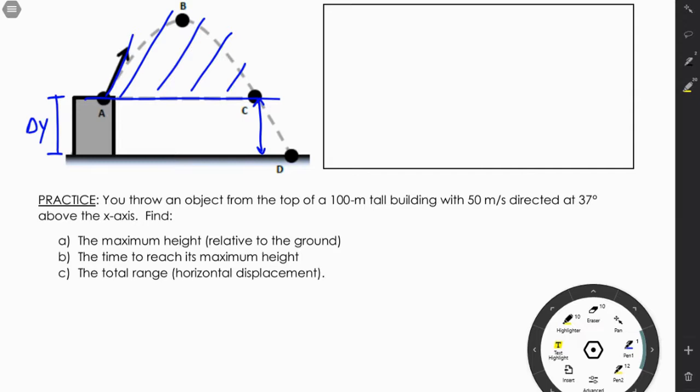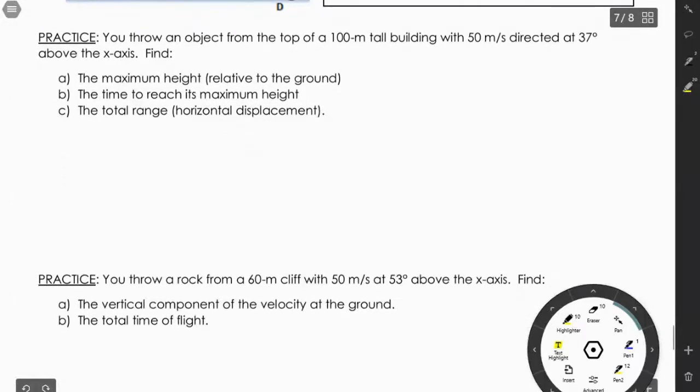But if you have to find maximum heights, as you can see in this first question, then you're going to have to take that part into consideration. But again, we just follow our steps. I can't stress how much these steps are important. So step one, break up that vector, so VOX and VOY.